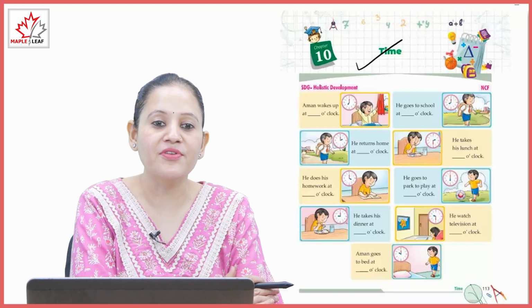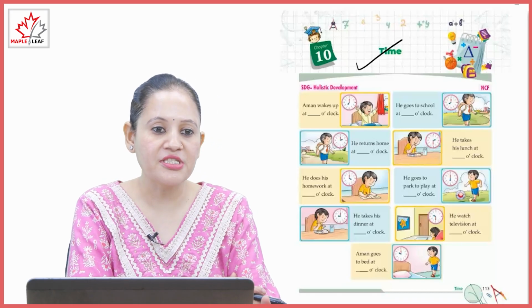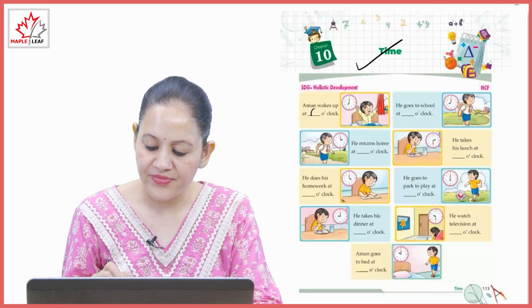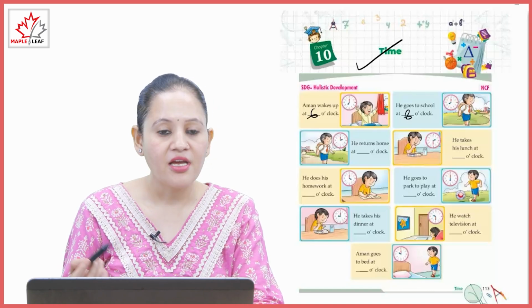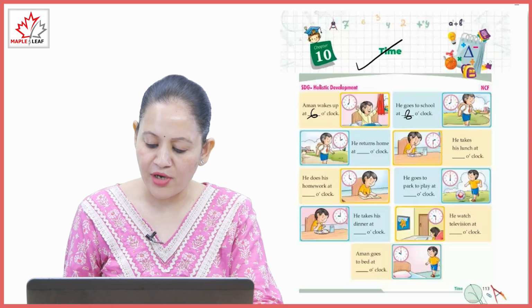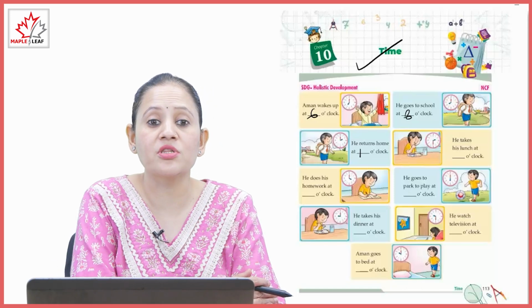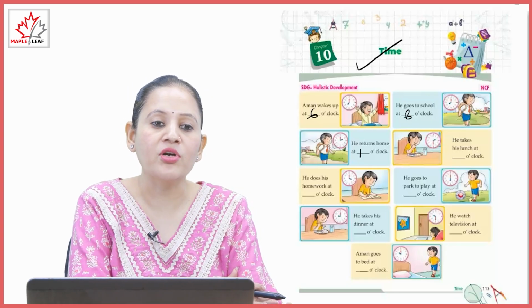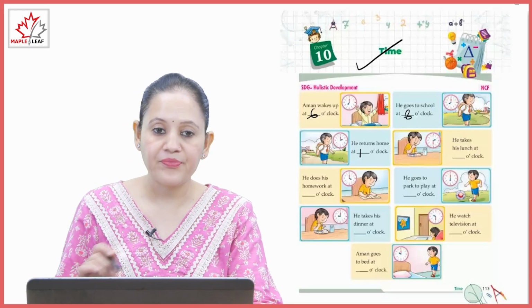In this chapter we will learn how to read the time और कैसे time देखते हैं. So here you can see Aman wakes up at 6 o'clock and he goes to school at 8 o'clock. He returned by 1 o'clock. So you have to write the time of Aman's daily routine कि वो कितने बजे उठता है, at what time he gets ready and goes to school, what time he comes back, what time he had lunch. So you have to write the time accordingly.